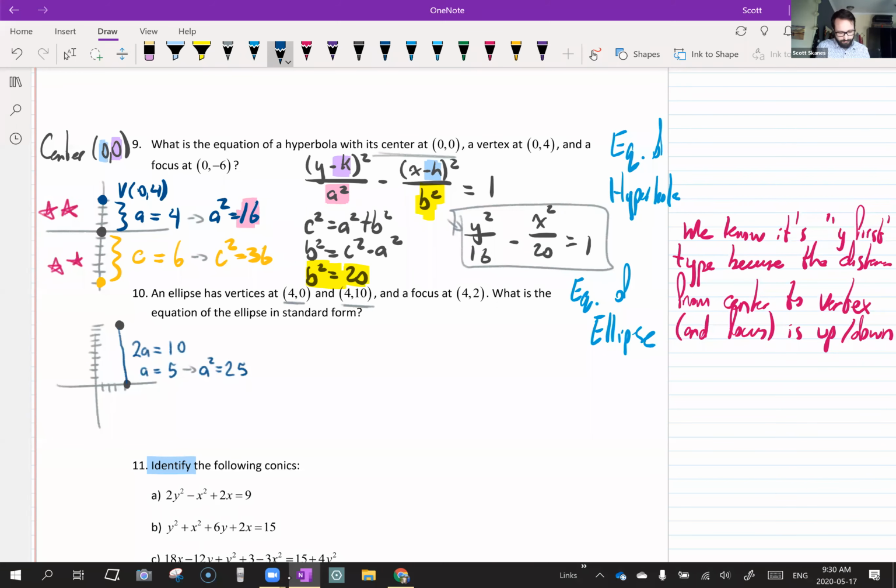So I already have my A. My focus is at 4 and 2. So my focus is right here. The distance now from the center, well, okay, let's not get ahead of myself. Where is the center?